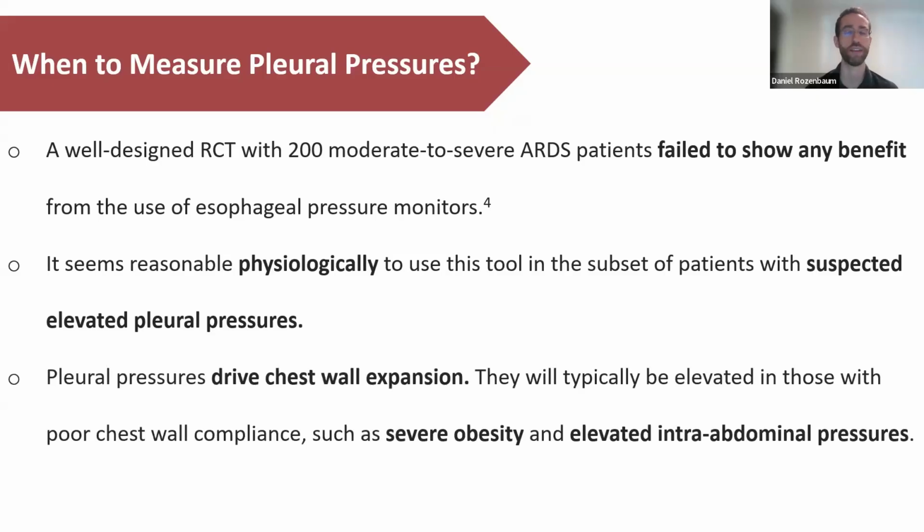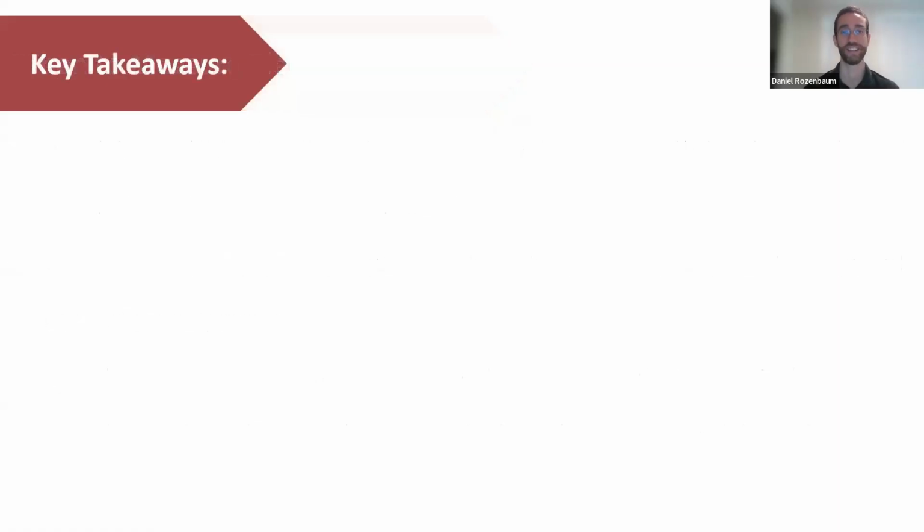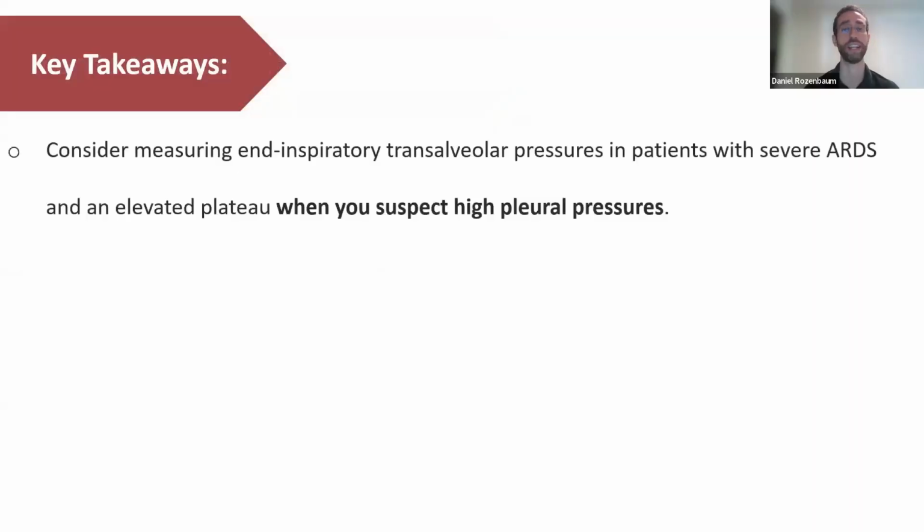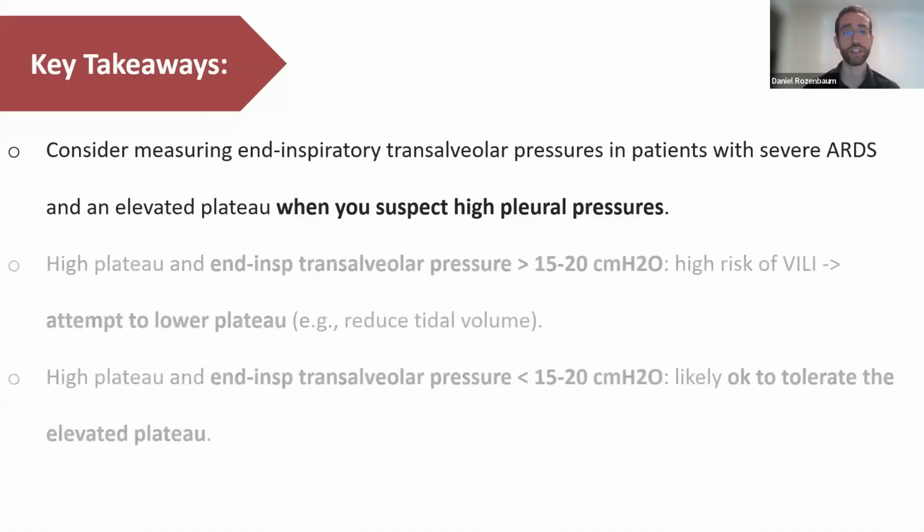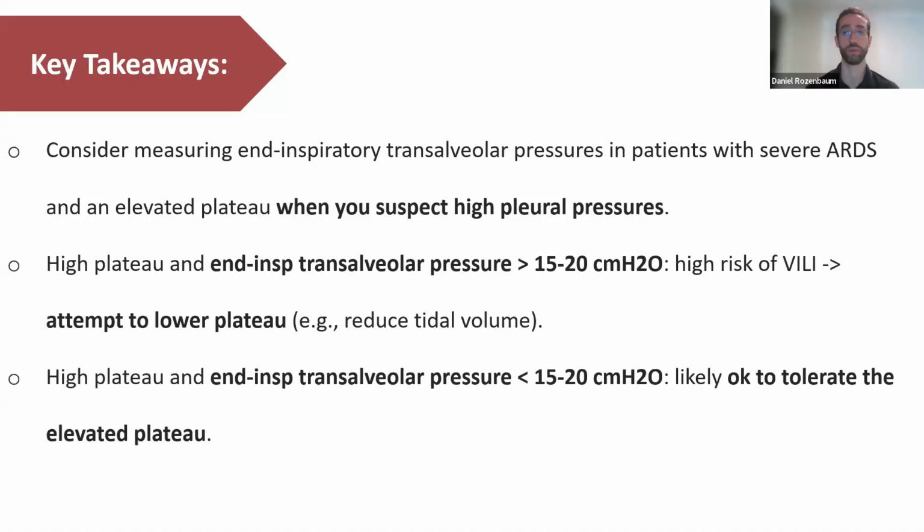Pleural pressures drive chest wall expansion, so they'll typically be elevated in those with poor chest wall compliance, such as patients with severe obesity and elevated intra-abdominal pressures. To summarize, consider measuring end-inspiratory transalveolar pressures in patients with severe ARDS and an elevated plateau when you think they have risk factors for having high pleural pressures. Use this information to stratify the risk of ventilator-induced lung injury.